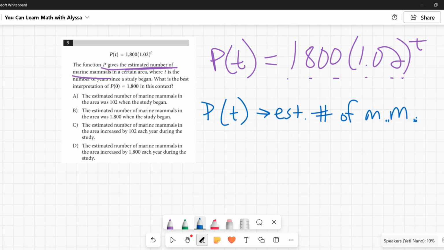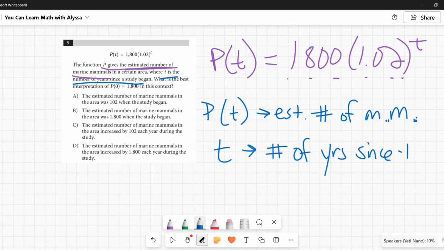Okay, and then t is the number of years since the study began. So t for time, I'm thinking. Weren't they creative? Number of years since the beginning of the study. Let me write it all out. Since the beginning. How many years it's been.